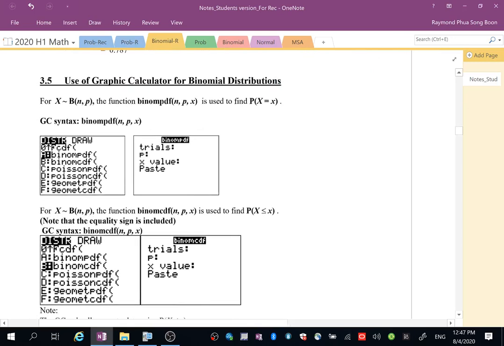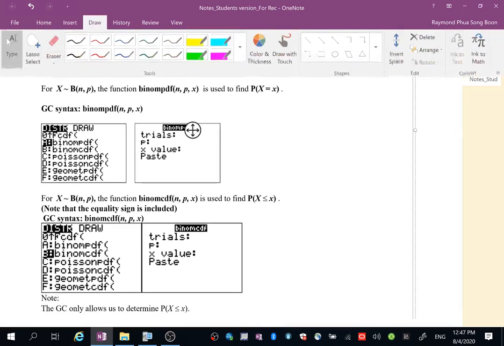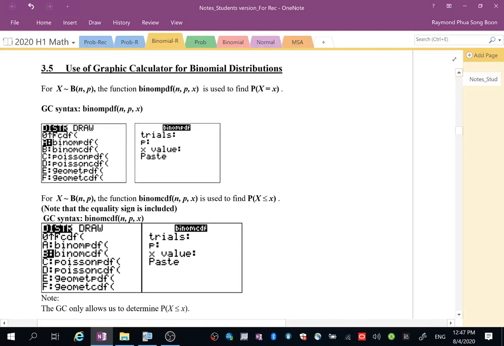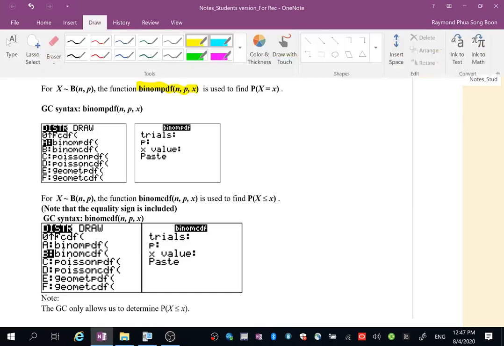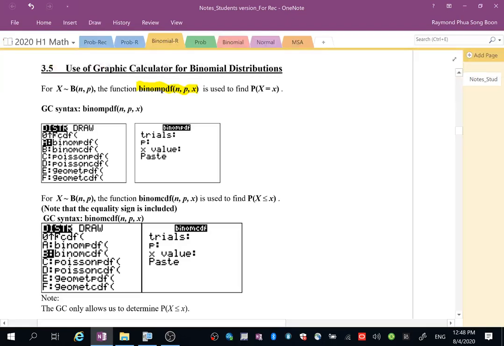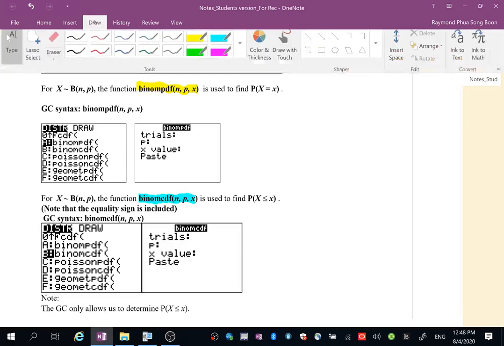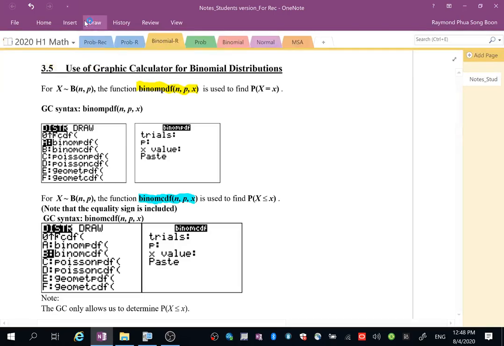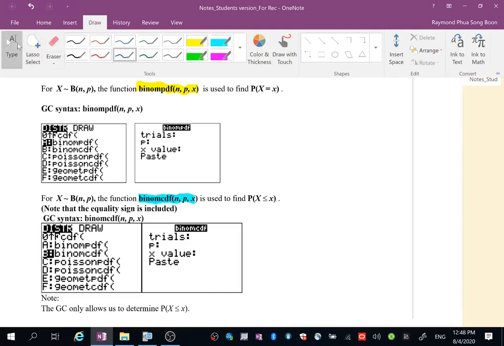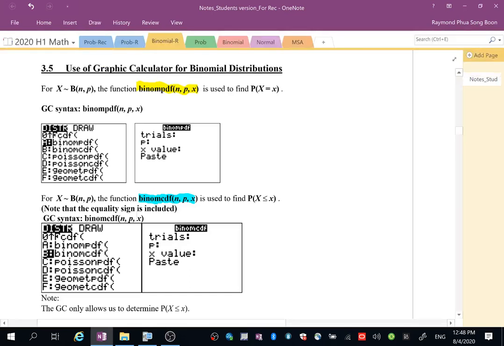Okay, so for binomial distribution, using the GC, there are two key GC functions. The first one is called binom PDF, and the second GC key is called binom CDF. So what's the difference between these two? Suppose we have random variable x, and we know that random variable x follows a binomial distribution with parameters n and p.